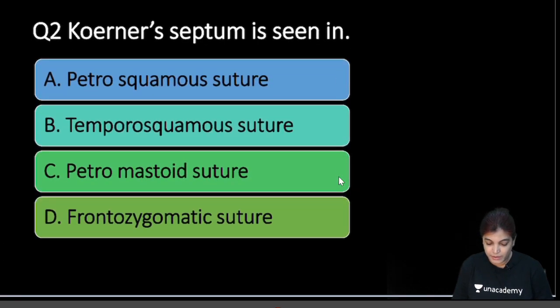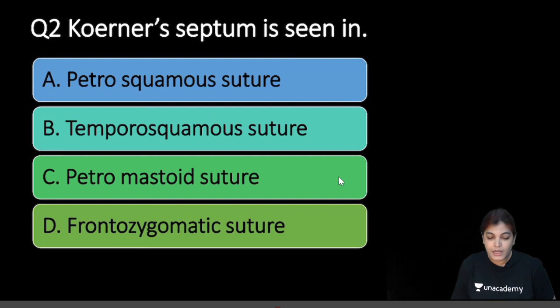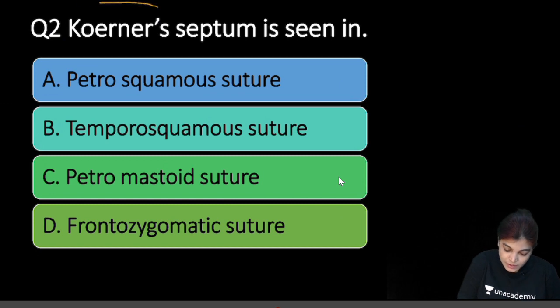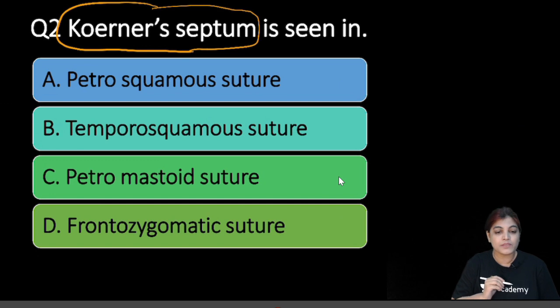Now coming to the second MCQ. The second MCQ is: where is the coronal septum located? We have to know what this coronal septum is. Options are petrosquamous suture, temporosquamous suture, petromastoid and frontozygomatic suture. It is important to know where this septum is located and which type of suture it is.